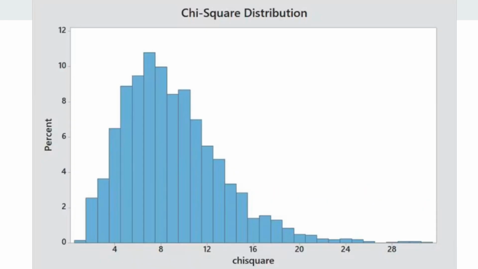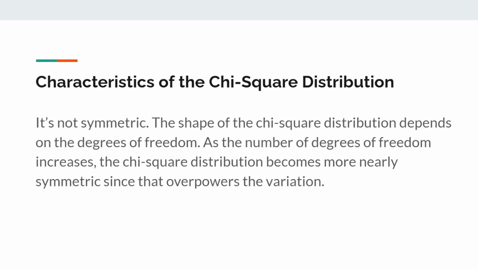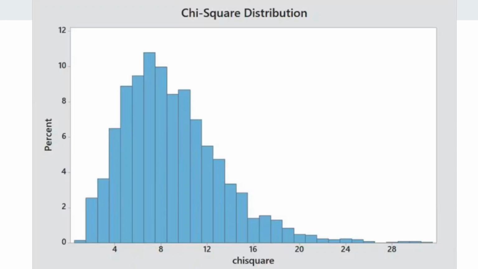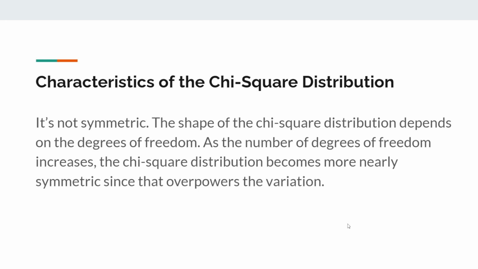Here's an example. Chi-square is here, and the shape looks something like that, because the degrees of freedom should be somewhere around 10, using some logic, because df minus 2 is where it peaks. It's not symmetric because most of the squared values are going to be positive, so it's always skewed. As the number of degrees of freedom increases, the chi-square distribution becomes more nearly symmetric, since that overpowers the variation.